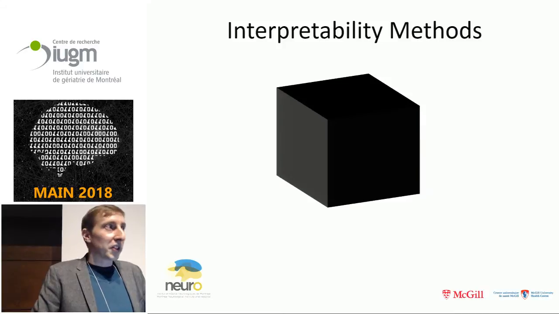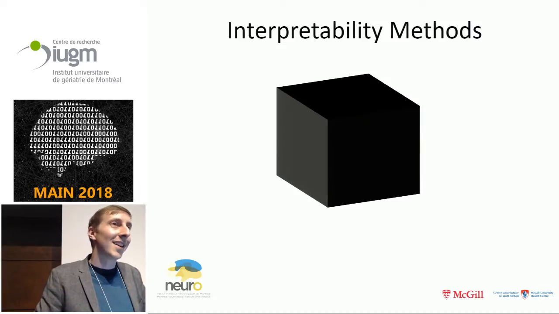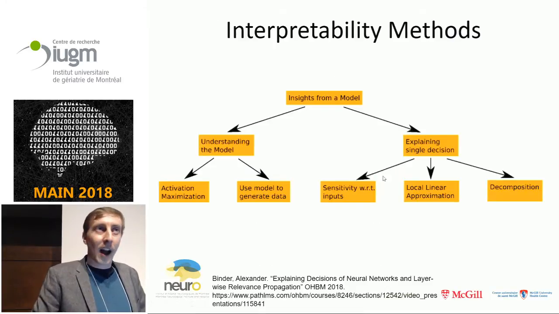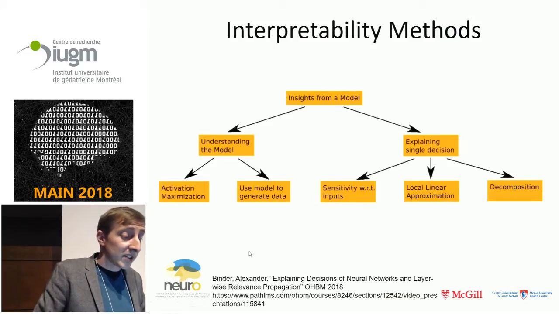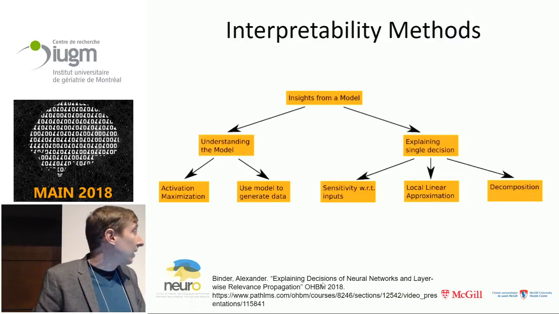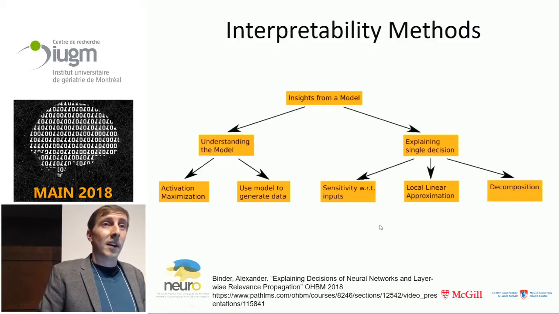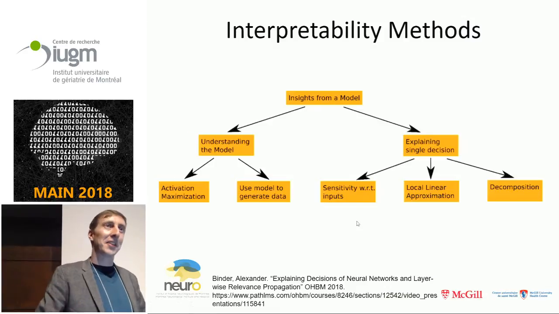So this is maybe the most dangerous talk I've ever given, because with black boxes, the deeper the model inside the black box, the closer to Vantablack you get. And if you gaze long into an abyss, the abyss also gazes into you. So I was inspired to develop this because of a talk that was given at OHBM, at the Deep Learning Educational Course, where Professor Alexander Binder, who is a developer of the layer-wise relevance propagation method, gave a talk. And it was pretty intense, and I didn't understand a whole lot. So I still don't understand a whole lot, but I'll tell you what I understand of it.